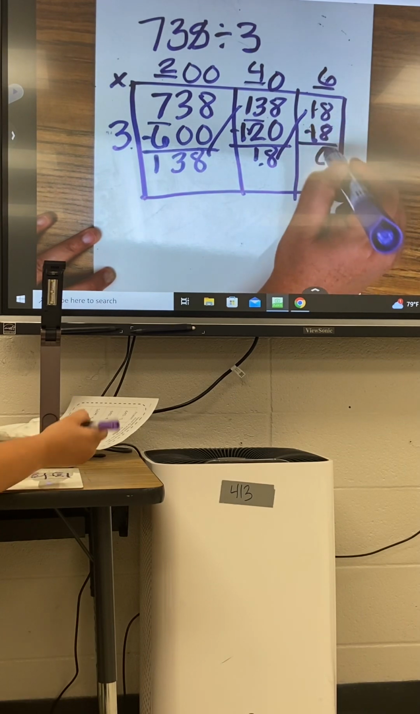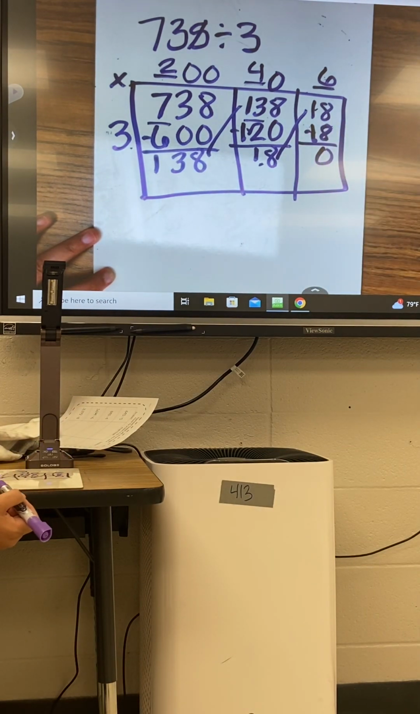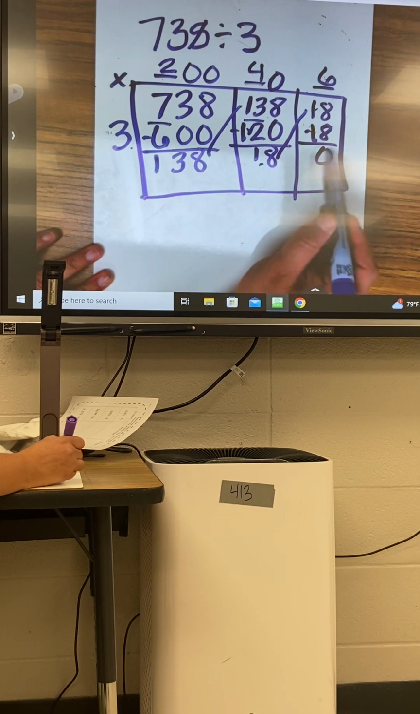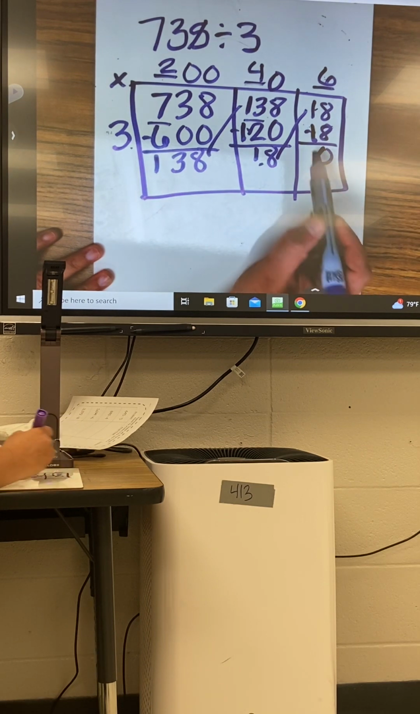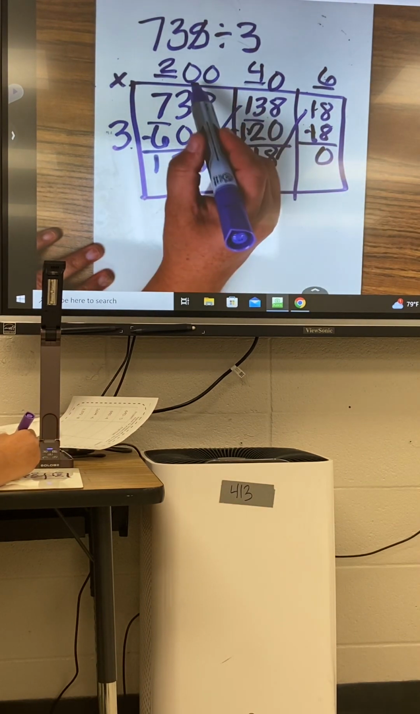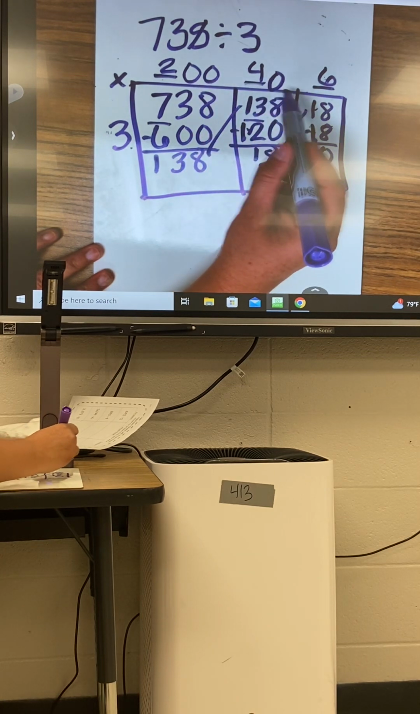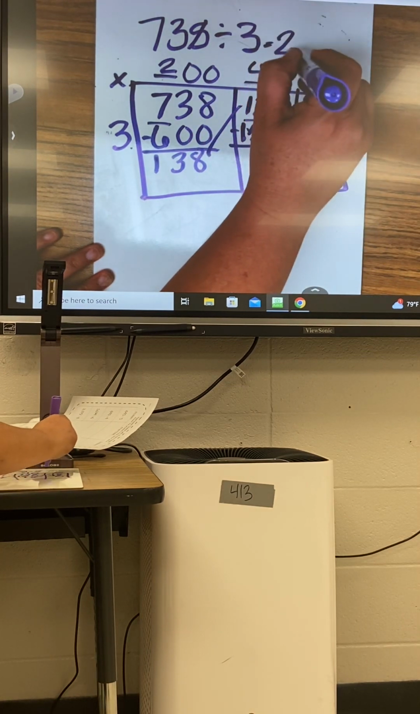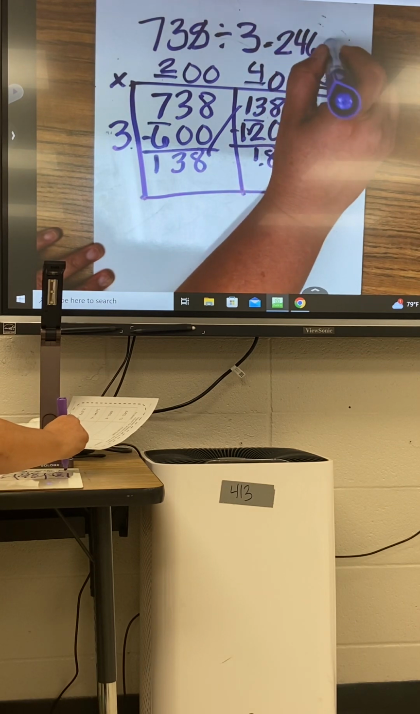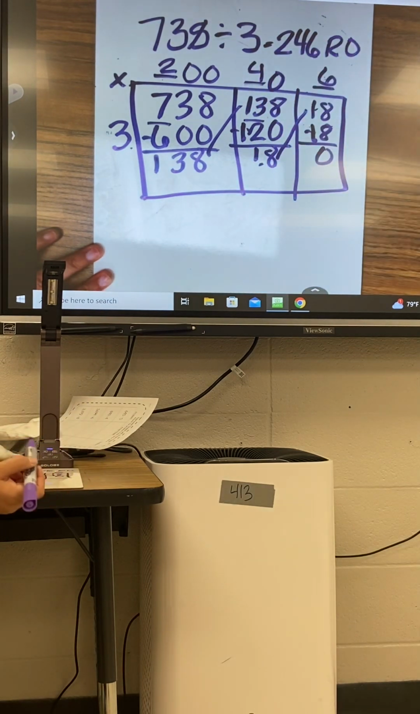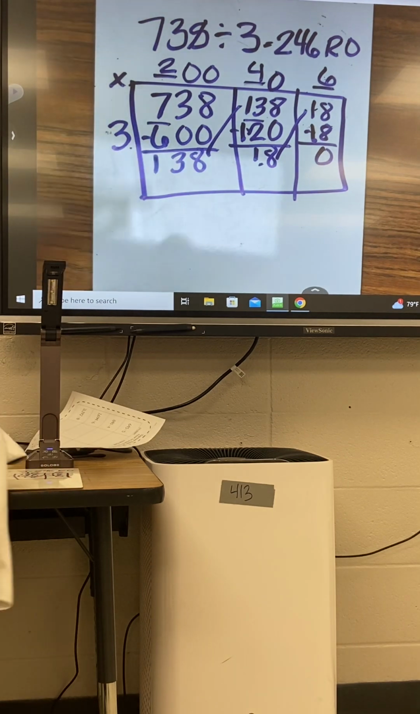And we're not left with a remainder. If we were left with a remainder, this would be our remainder. But our quotient, our answer, is 246. And they can put remainder 0 or they can leave it alone. Right? So that's the area model.